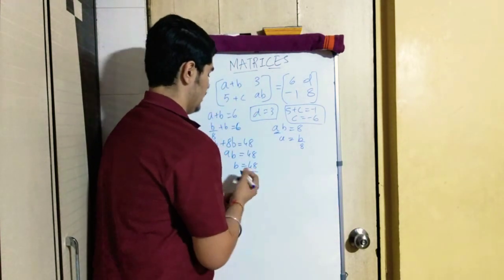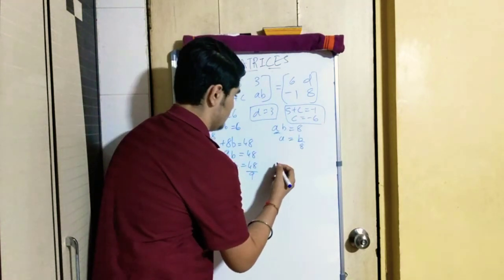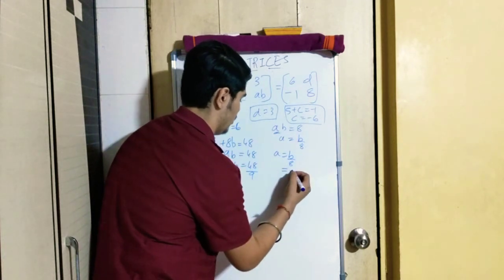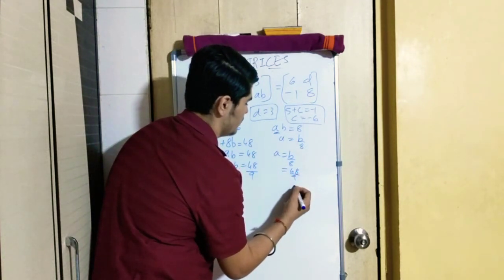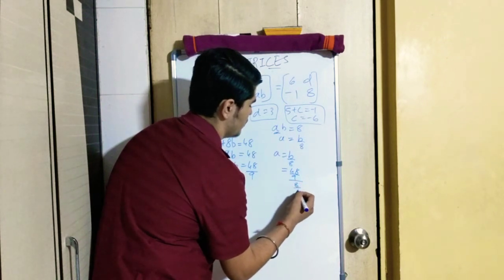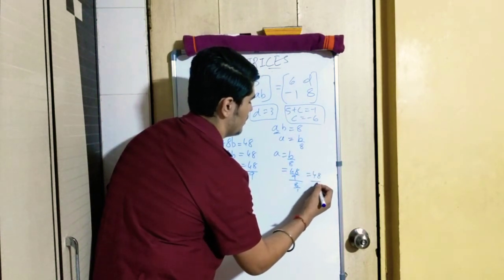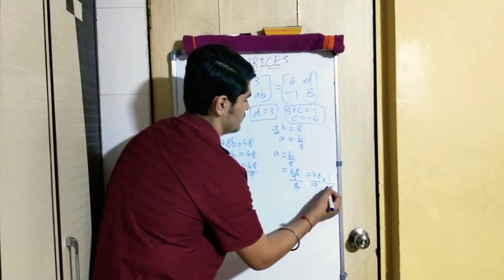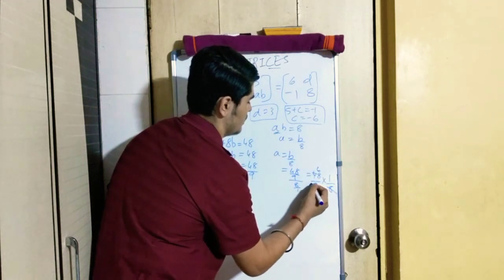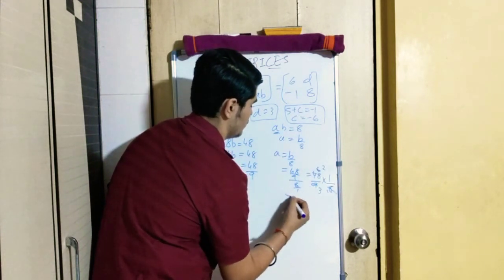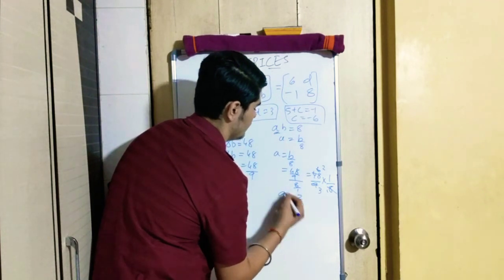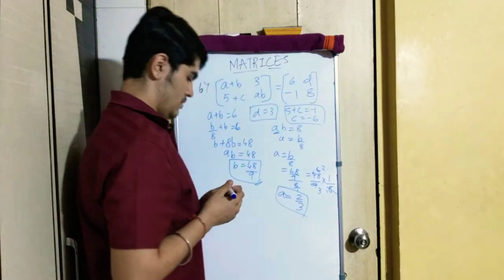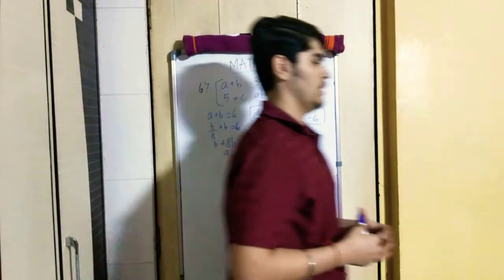Now finding the value of a, you can substitute it easily. a is equal to 8 by b. Now b is equal to 48 upon 9, so a is 8 upon 1 into 9 upon 48. So 8 sixes are 48, so a is 3 by 2. I hope you have understood it. You can copy it down.